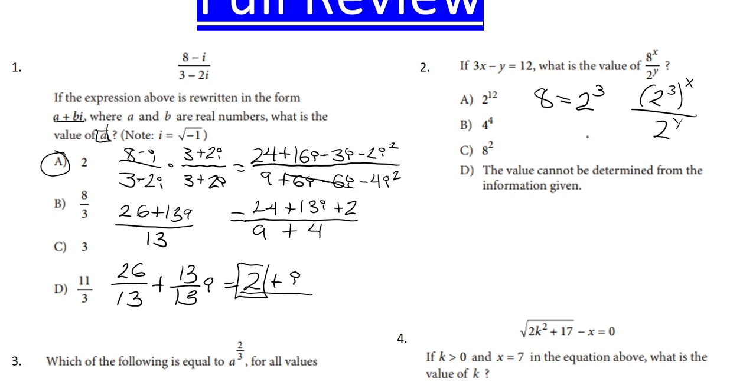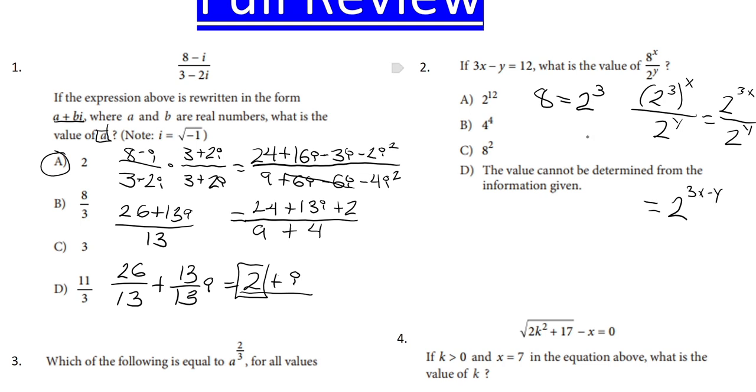When we have an exponent raised to an exponent, we multiply them together. So the top part of this fraction is going to become 2 to the power of 3 times x. And we're going to divide this by 2 to the power of y. When we have two of the same base dividing, we can subtract the exponents. So since we have 2 to the power of 3x divided by 2 to the power of y, this can simplify to 2 to the power of 3x minus y.